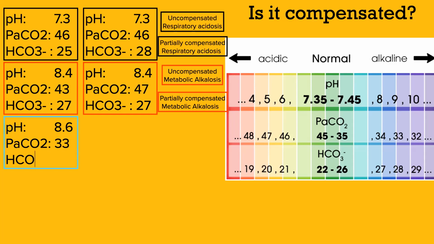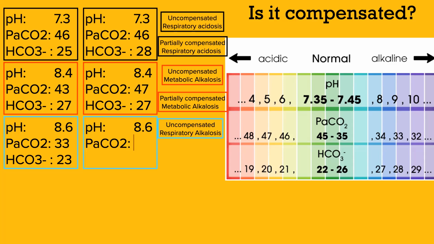pH is 8.6, PaCO2 is 33, and bicarb is 23. pH is alkalotic, PaCO2 alkalotic. So this is a respiratory alkalosis. And our bicarb is 23, normal range. Is it compensated or uncompensated? Uncompensated. So this is uncompensated respiratory alkalosis. Perfect.